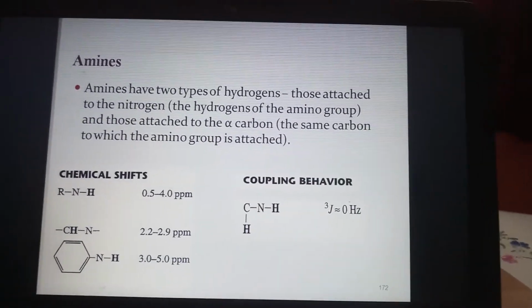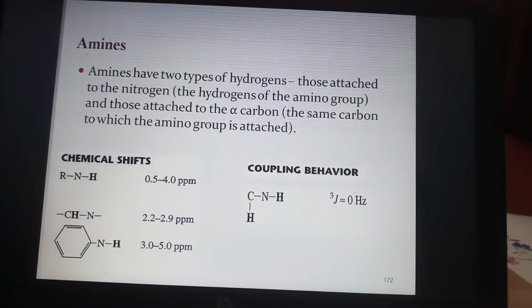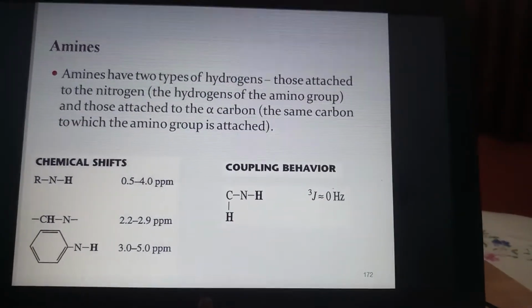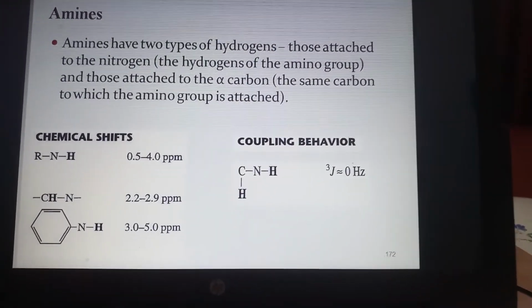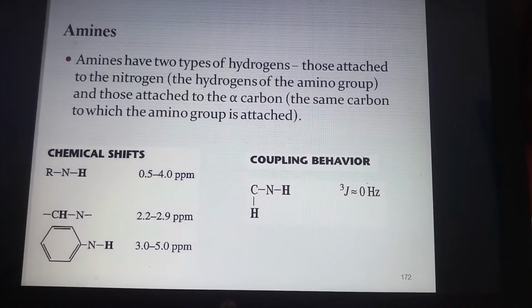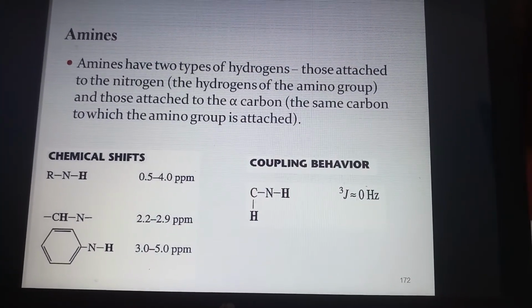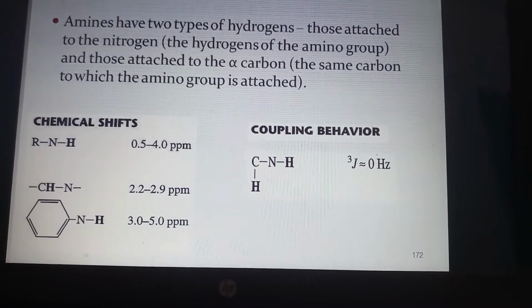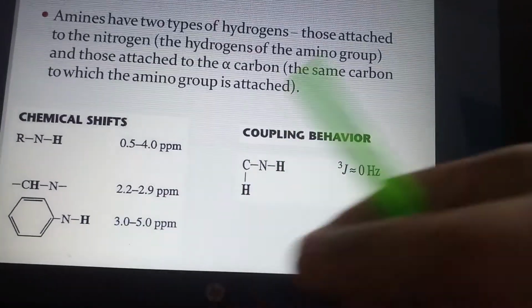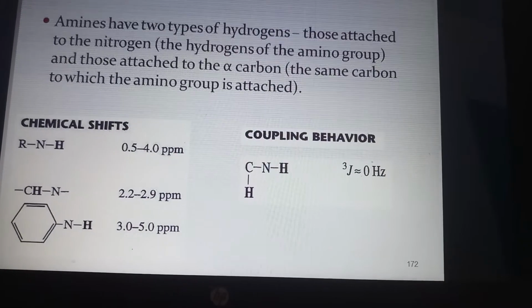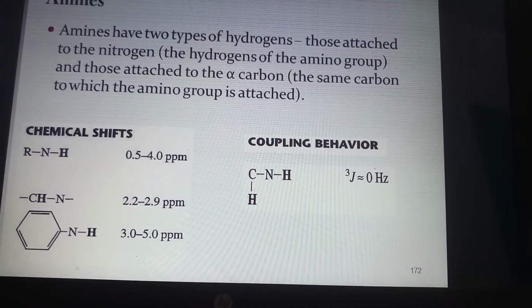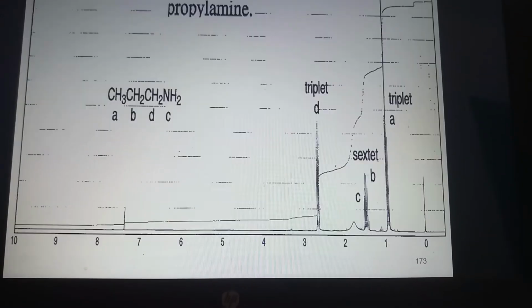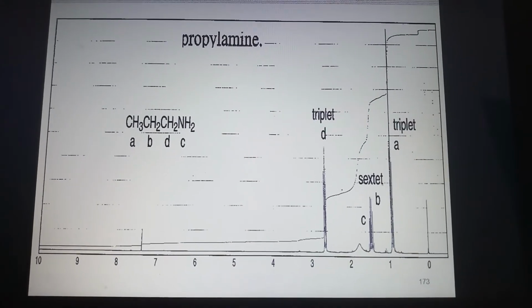In the case of amines, amines have 2 types of hydrogen, those attached to the nitrogen, that is the hydrogen of the amino group, and those attached to the alpha carbon. The chemical shift value for those protons attached to nitrogen is 0.5 to 4 ppm, or sometimes 2.2 to 2.9. In the case of aromatic amine, it is 3.0 to 5 ppm. And the coupling behavior is 3 bond coupling, and the value is 0, so no coupling here. An example is propylamine.